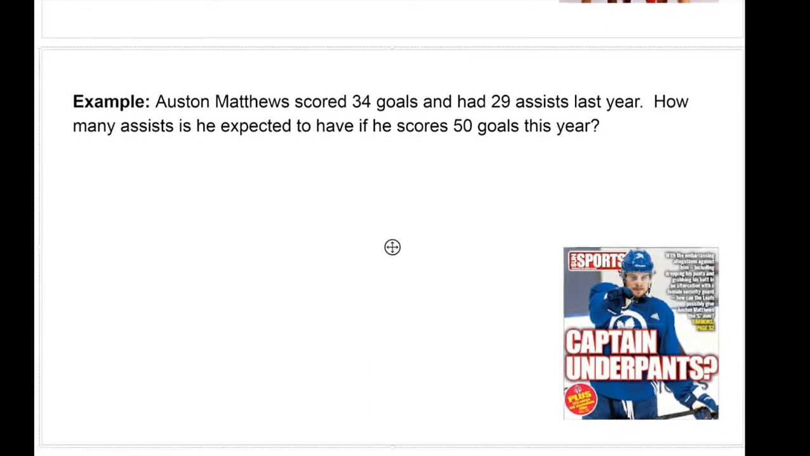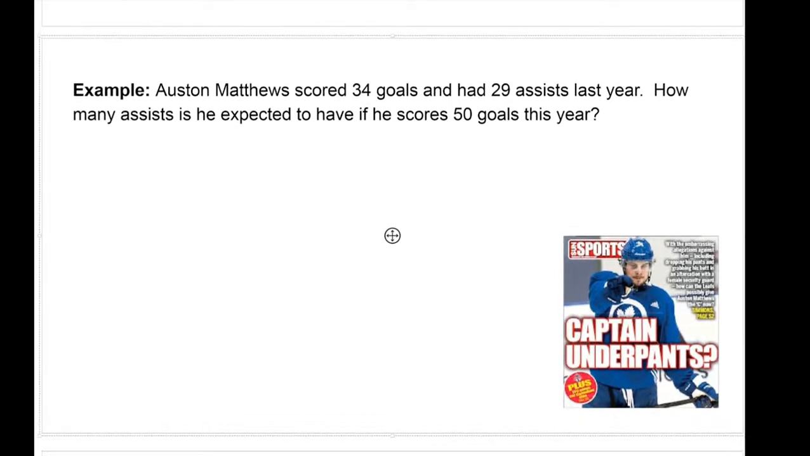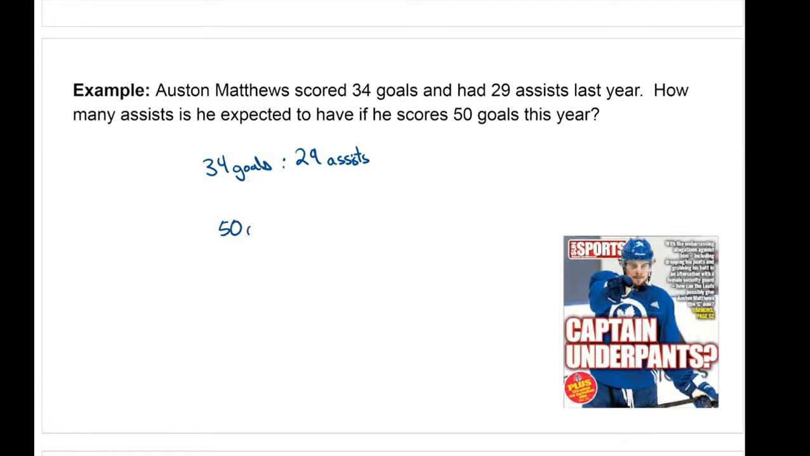Another example, Austin Matthews scored 35 goals and had 28 assists last year. How many assists is he expected to have if he scores 50 goals this year? So again, it's the same idea of coming up with an equivalent ratio or an equivalent fraction. We know he has 34 goals to 29 assists. If he has 50 goals, how many assists is he expected to have?